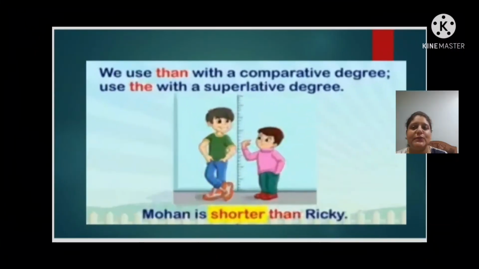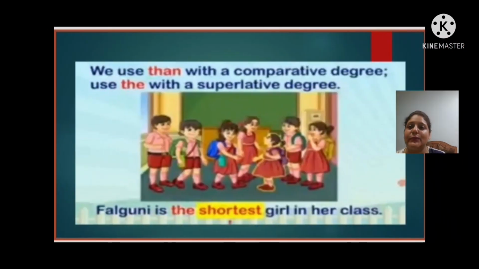We use than with a comparative degree and the with a superlative degree. Let us see an example. Mohan is shorter than Ricky. The word than is used to show the comparison between the two boys, Mohan and Ricky. So we use the word than in comparative degree and the word the in superlative degree.